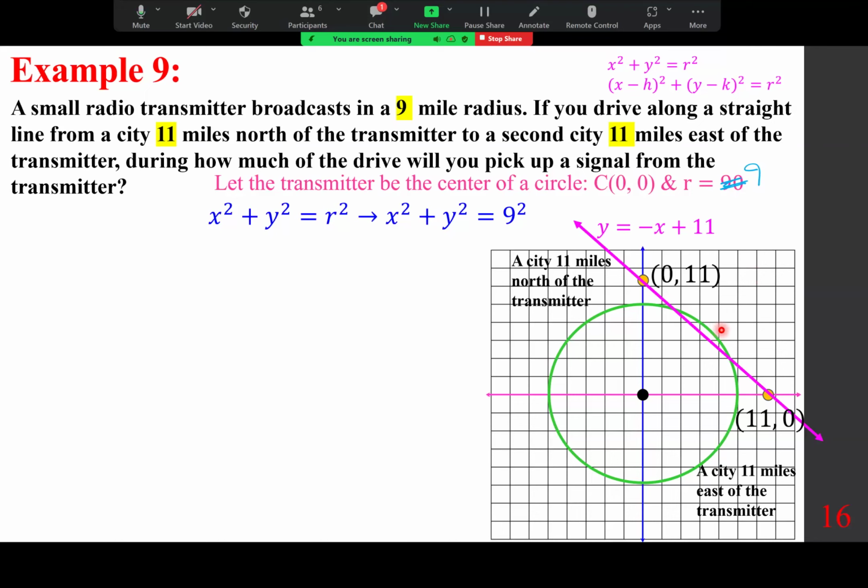If there's a point of intersection, but if there's a portion, which is the case here, from this point, we're going to call it A, to this point, we call it B. So as we drive along this line, from here to here, we will receive the signal. I hope it's clear to everybody as to what's going on.